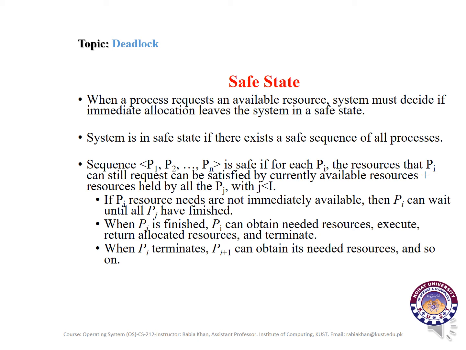Safe state can be represented if all the processes are representing a safe sequence. A safe sequence of processes is one where the resources requested by a process can be satisfied by the available resources as well as resources held by other processes. If the immediate request cannot be granted, the process must wait until another process completes its execution. But they are not making a circle, keep in mind.